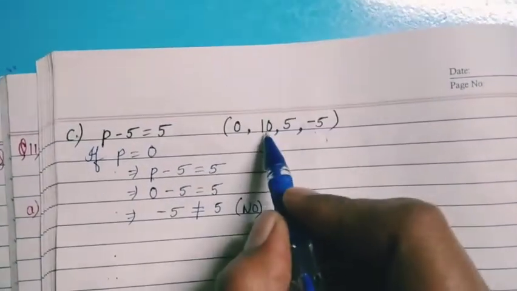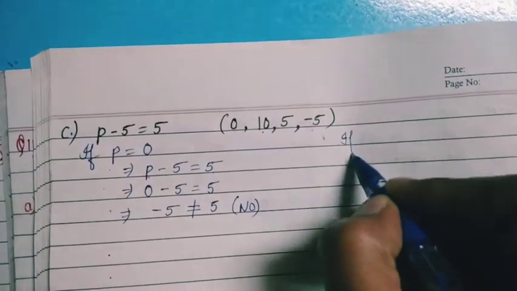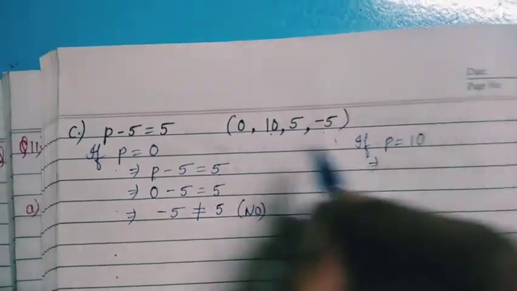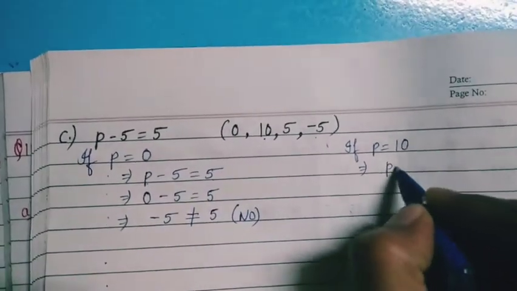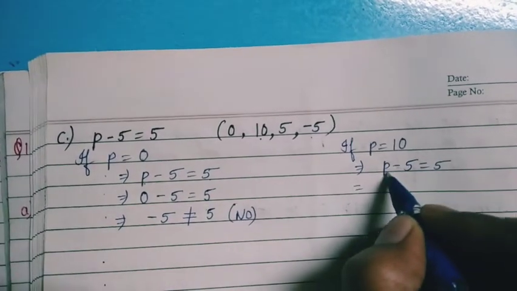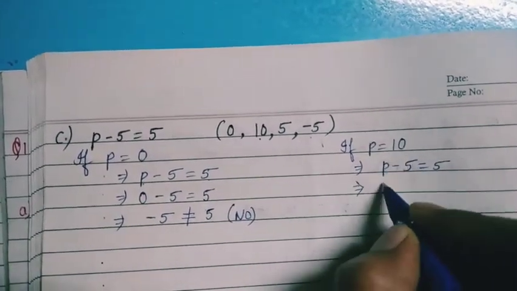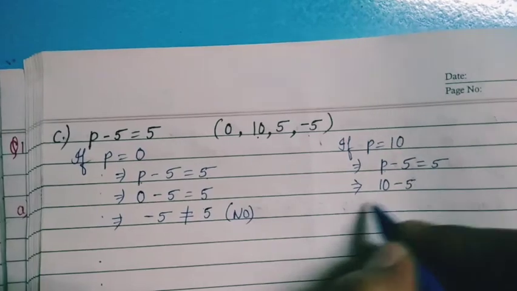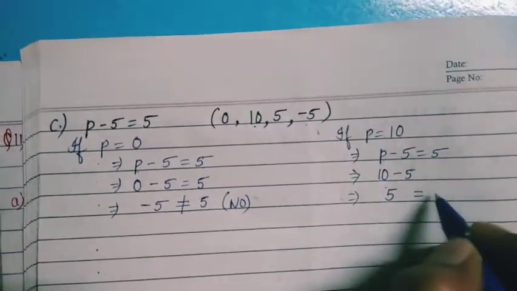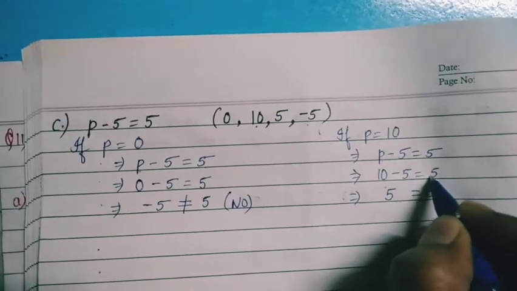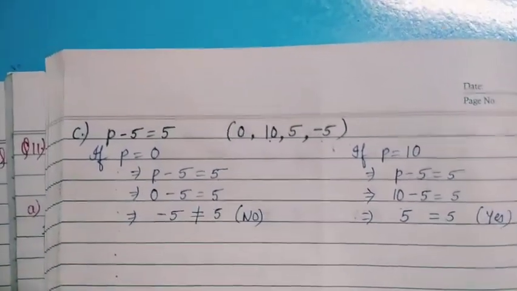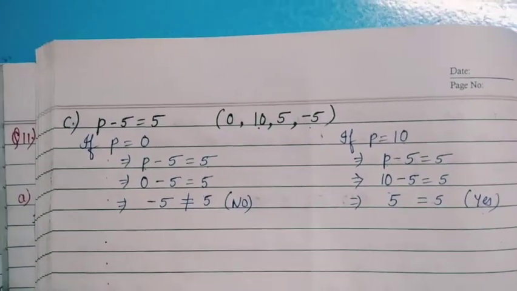The second value is 10. It means if p is equal to 10, let's check it. The equation is p minus 5 is equal to 5. In the place of p, we will put 10. So 10 minus 5 is exactly 5, which is equal to the right side of 5. It means yes, this is the solution of the equation.